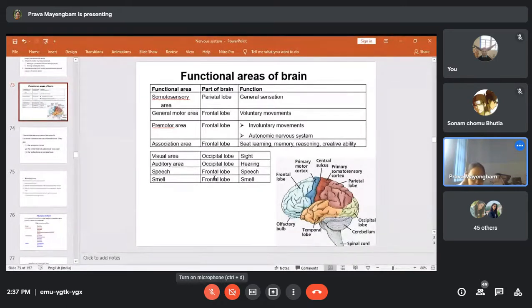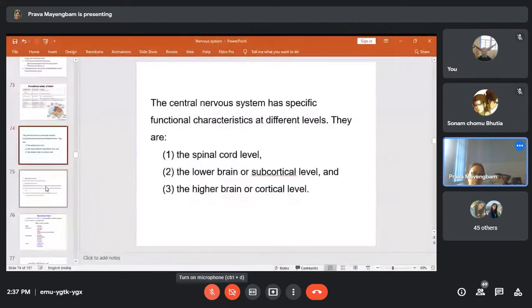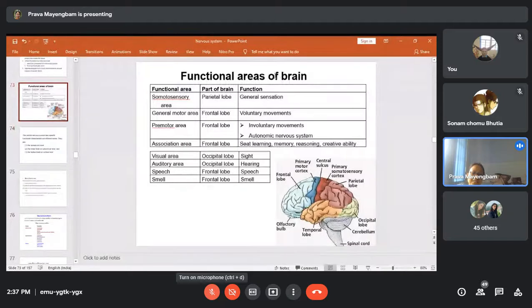Then the next part is about the different functional areas of the brain. You can find these functional areas on Google also, or my notes also have these functional areas of the brain. So simply you have to remember. Let's say some important functional areas I have listed out here.